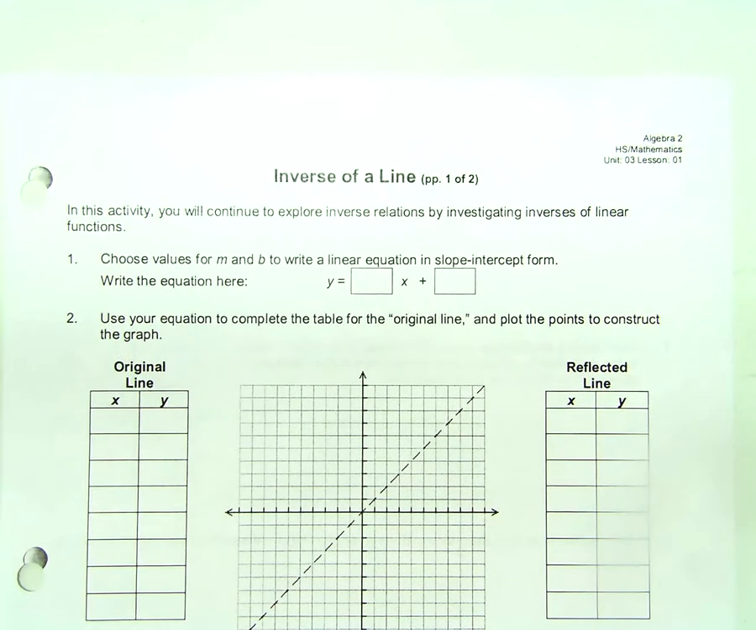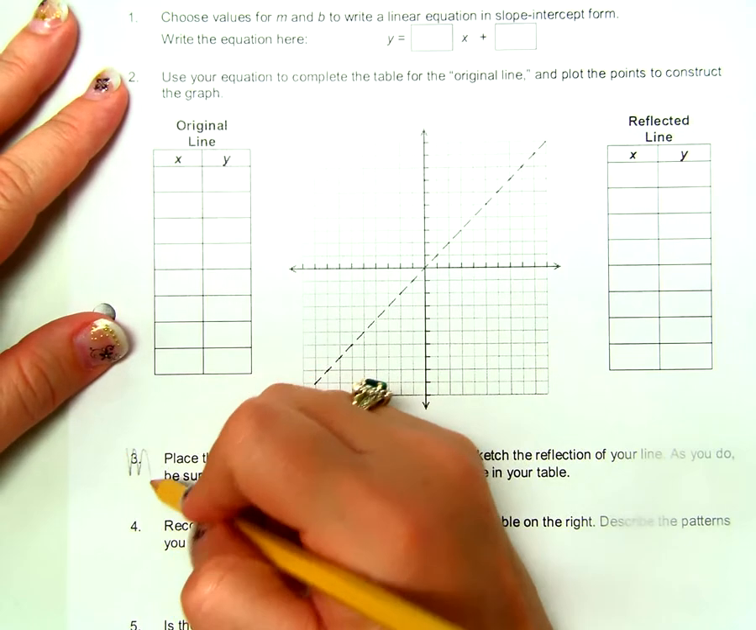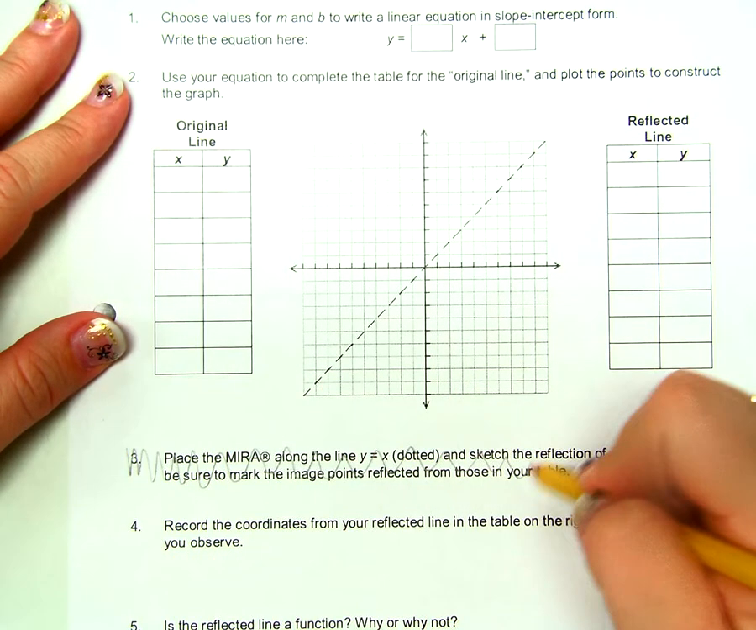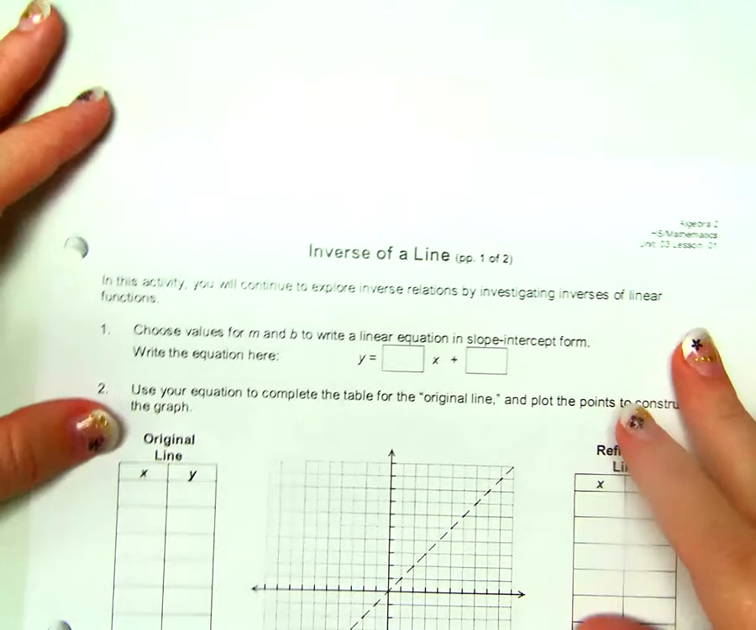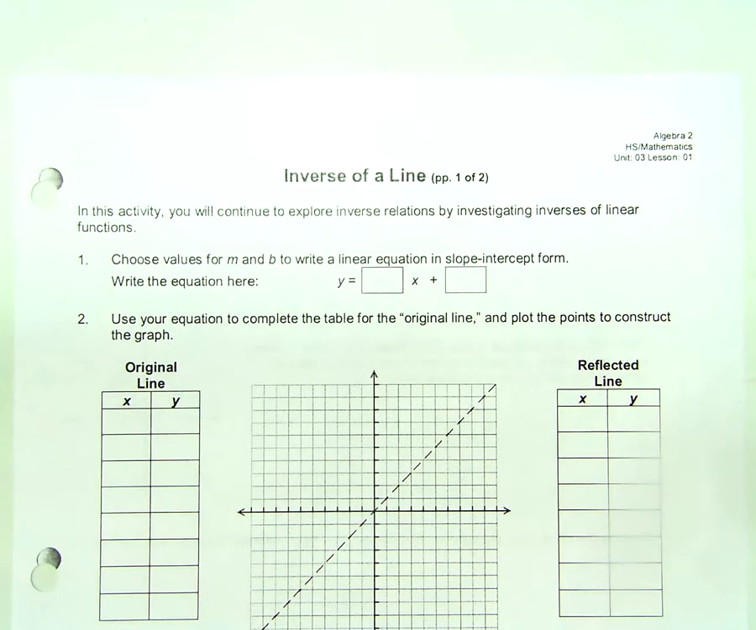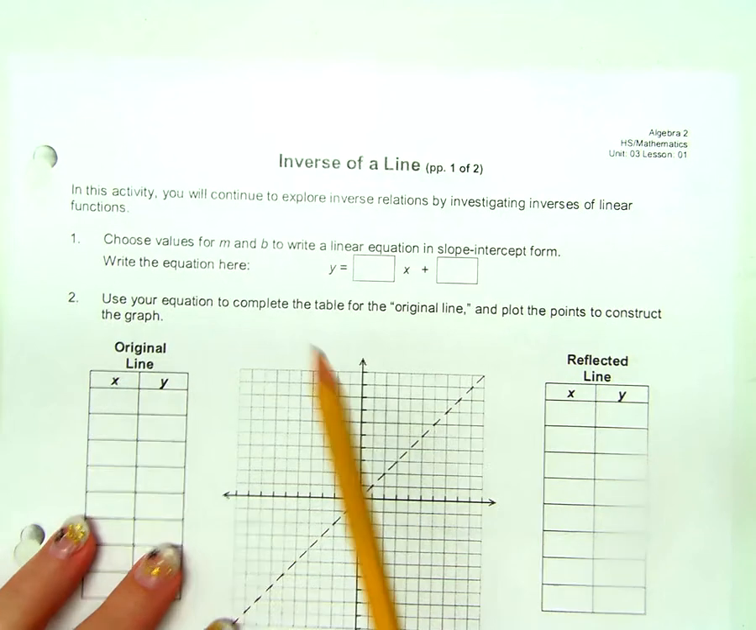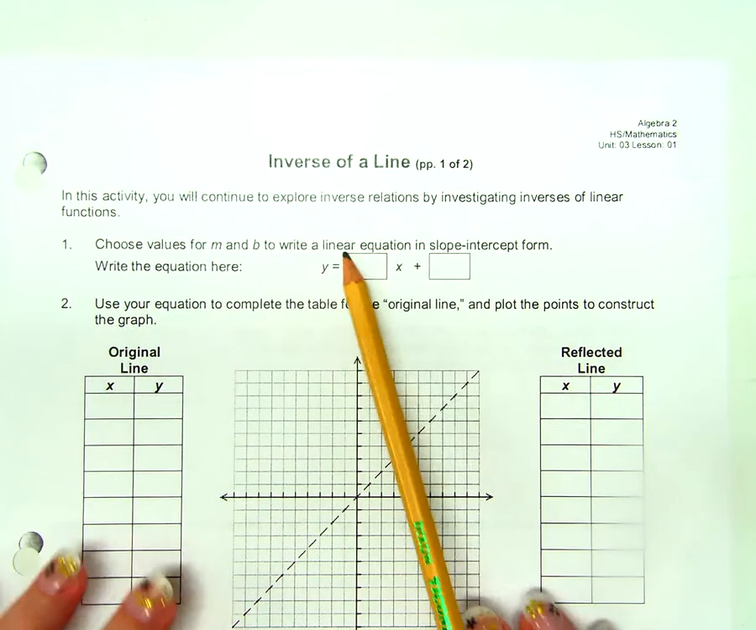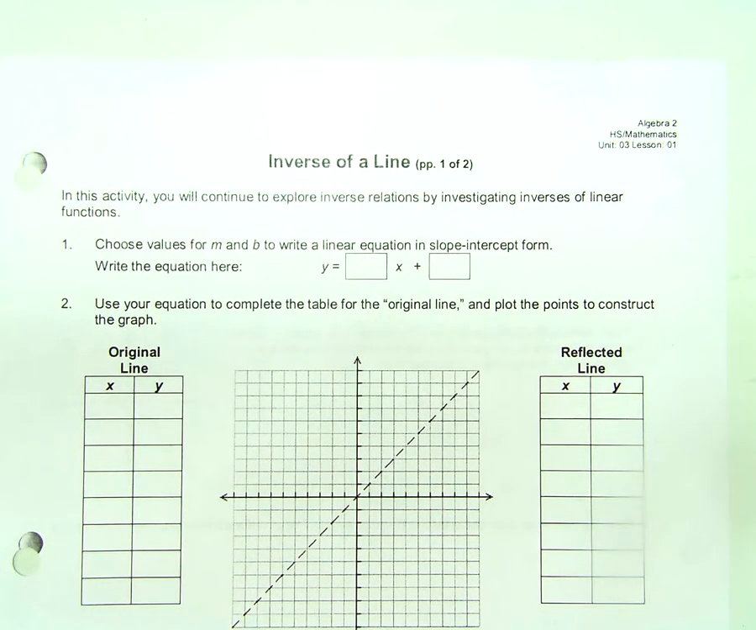This is an activity. Unfortunately, because of time and space and the time-space continuum, we are not going to be doing number 3 today. So you can cross out number 3. No, just 3. In this activity, you will continue to explore inverse relations by investigating inverses of linear functions. So we're just talking about lines here. Choose values for m and b to write a linear equation in slope-intercept form.